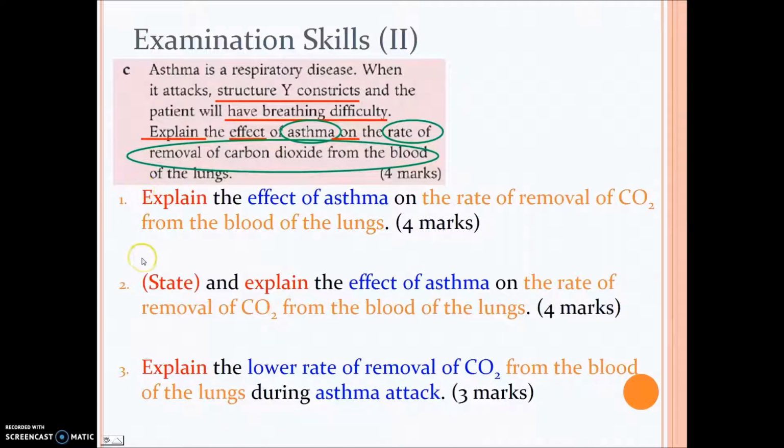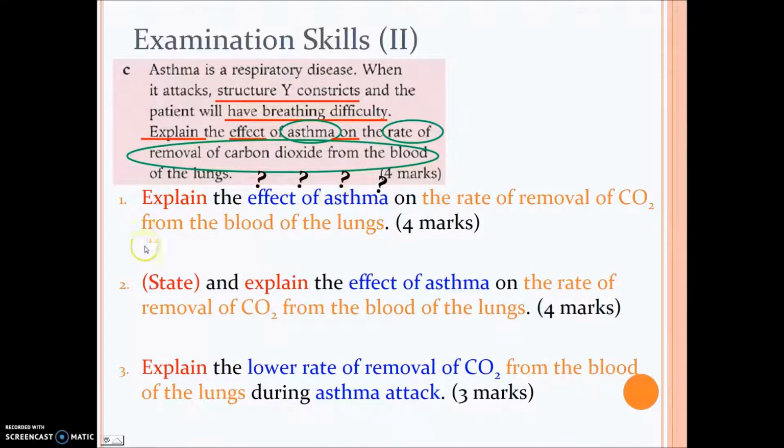For question 1, part C, you can see that it is exactly the same, but the point is how much you need to answer. Explain the effect of asthma on the rate of removal of carbon dioxide from the blood of the lungs. Does the question mention the effect of asthma? Will asthma increase or lower the rate of removal of carbon dioxide from the blood of the lungs? Probably it does not mention the effect.